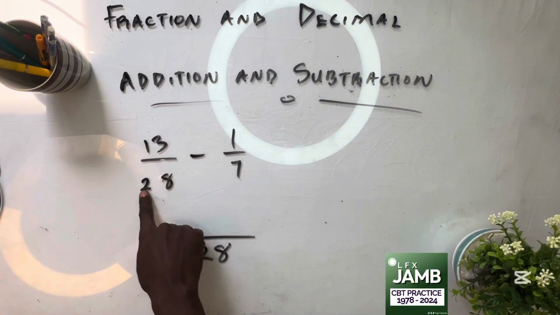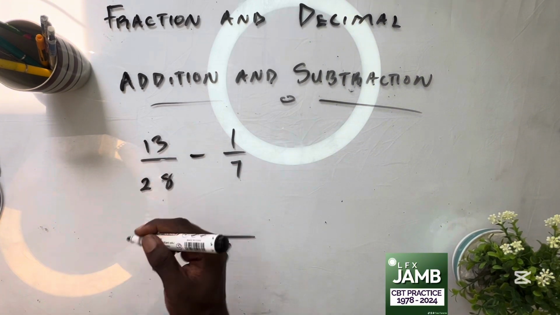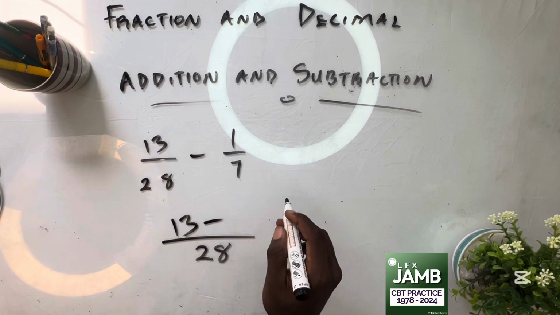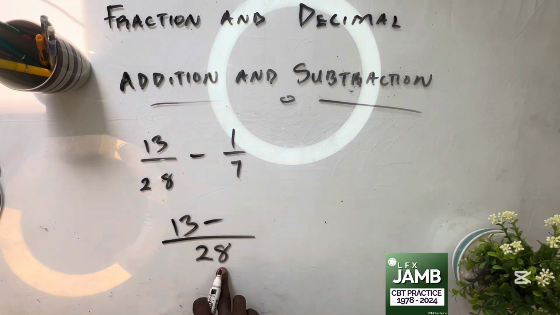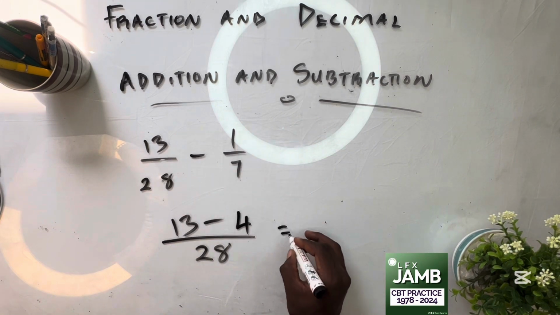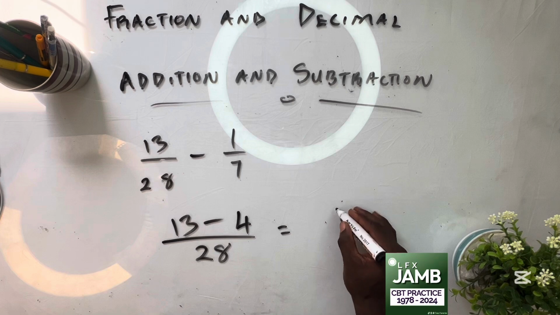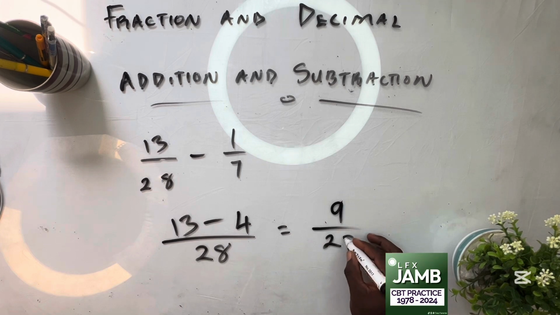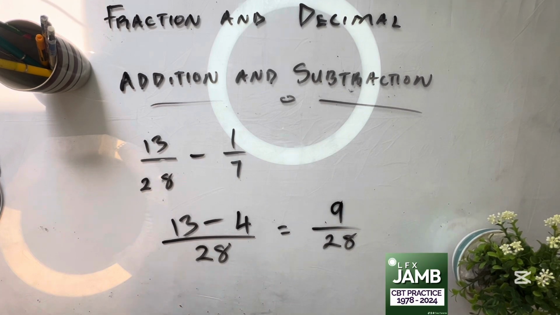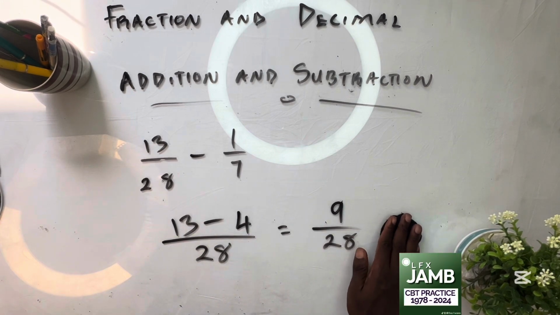So 28 in 28 here will give us 1, and 1 times 13 is 13, minus 7 in 28 will give us 4. 4 times 1 is 4. So we have 13 minus 4. And 13 minus 4 is what? It's 9 over 28. So that's how to carry out addition and subtraction operation with fractions.